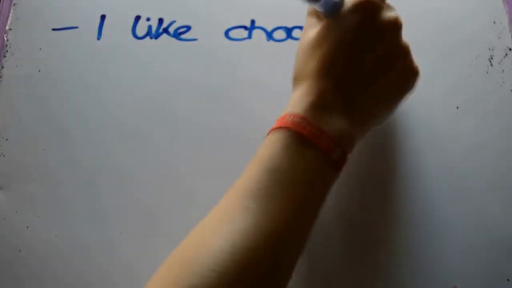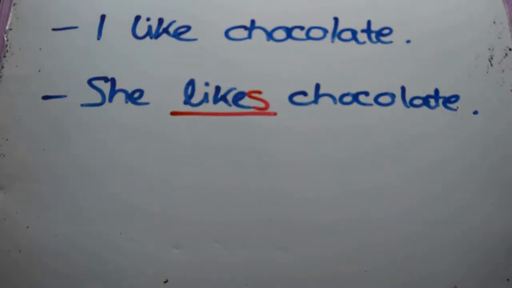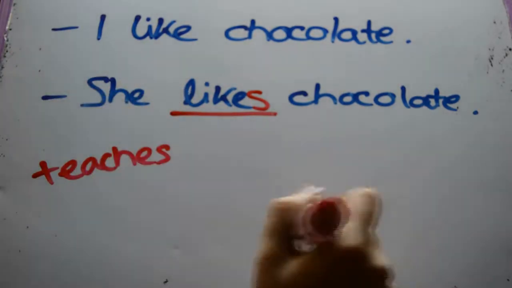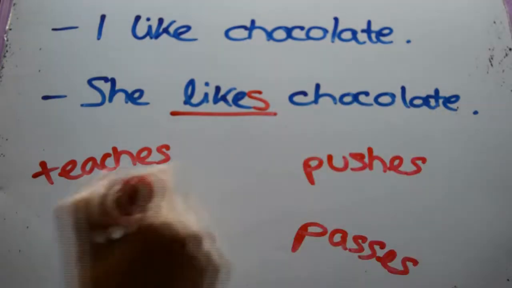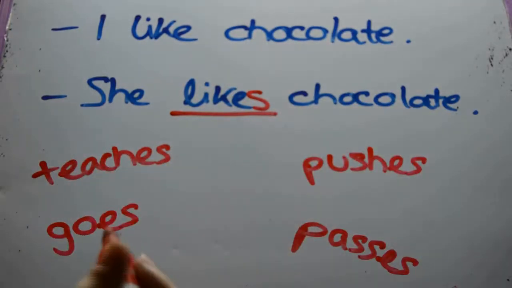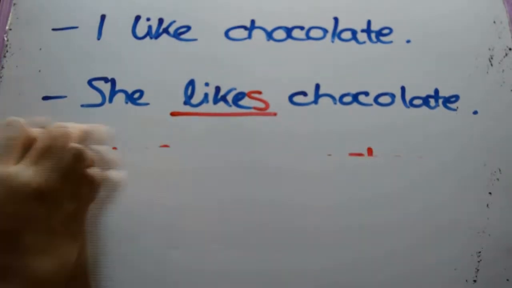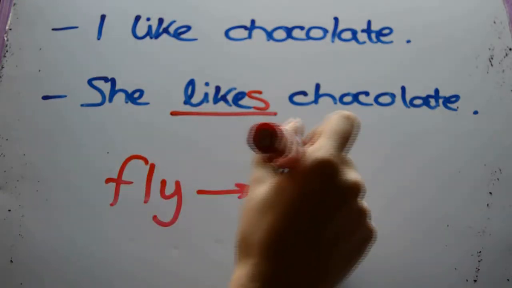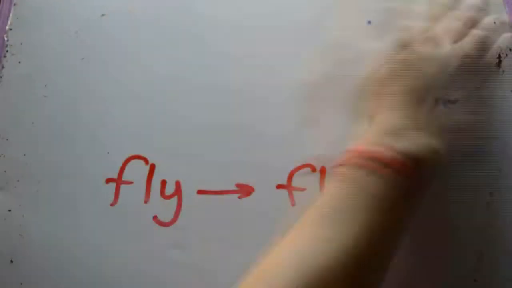The present tense is the base form of the verb, but the third person, she, he, or it, adds an s. If the verb ends in ch, ss, sh, o, or x, add es to the verb, like teaches, passes, pushes, goes, fixes. If the verb ends in y, we change it for an i and we add es. For example, fly, flies.